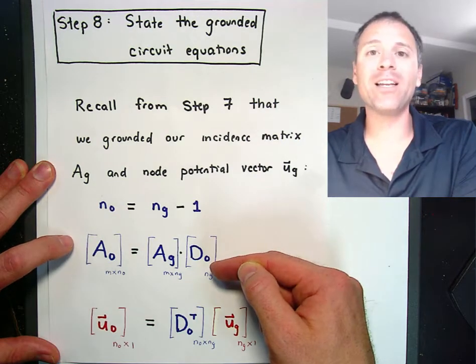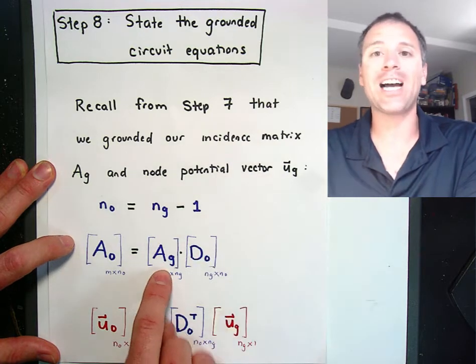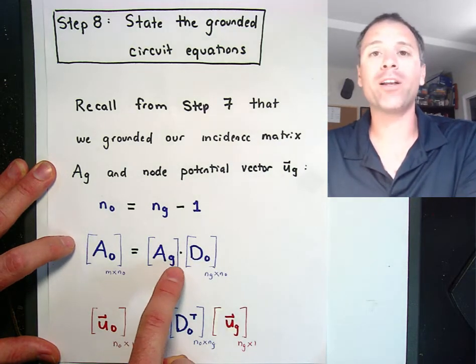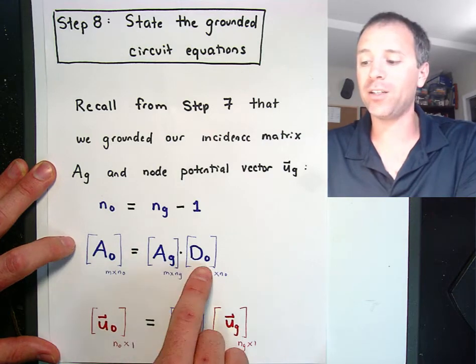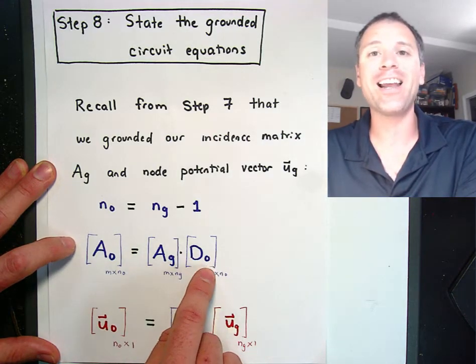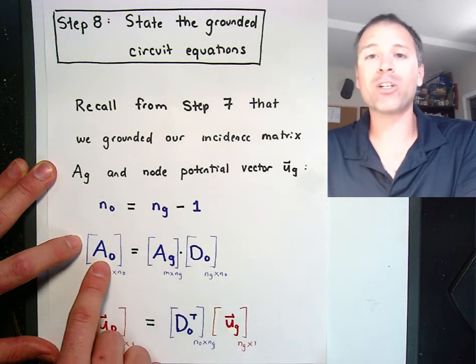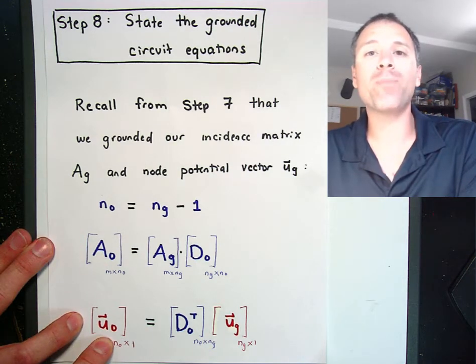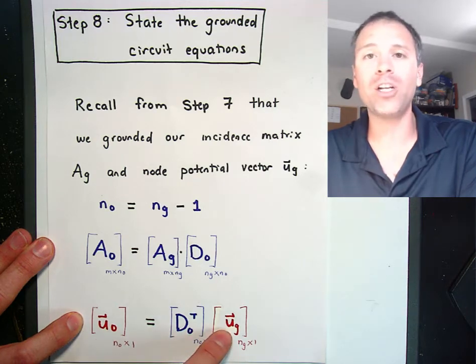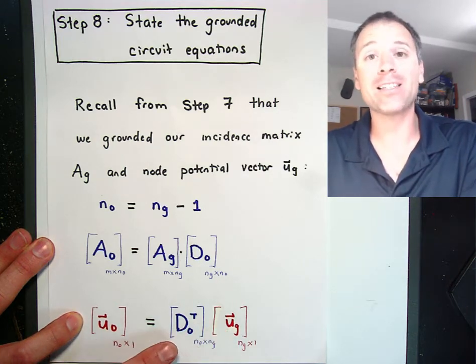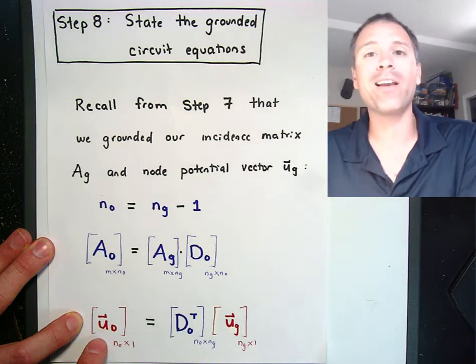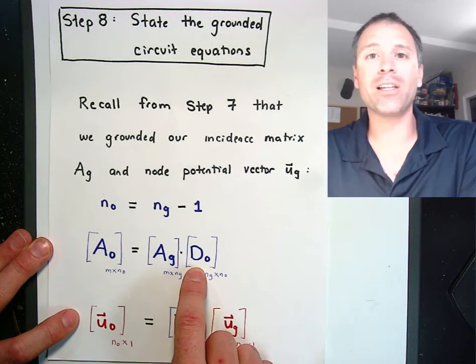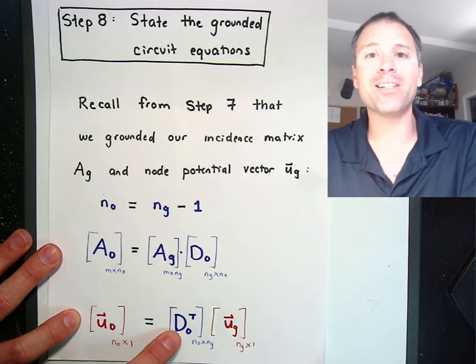The other thing that we did is we deleted the column of our entire incidence matrix that corresponded to the ground node. In other words, we set G to 0 by multiplying on the right-hand side by our ground node deflation matrix, or our grounding matrix. That resulted in the grounded incidence matrix. We also deleted the corresponding entry of our vector U sub G by multiplying on the left-hand side by our grounding matrix and forming the grounded node potential vector U sub 0. Right multiplication deleted columns, left multiplication deleted rows.